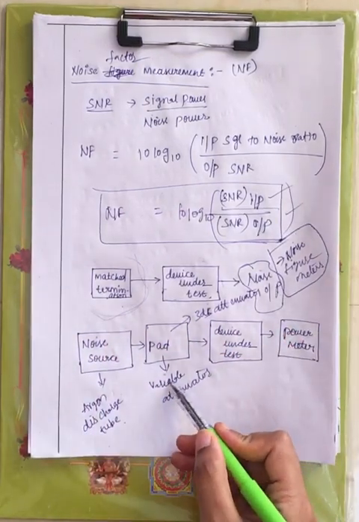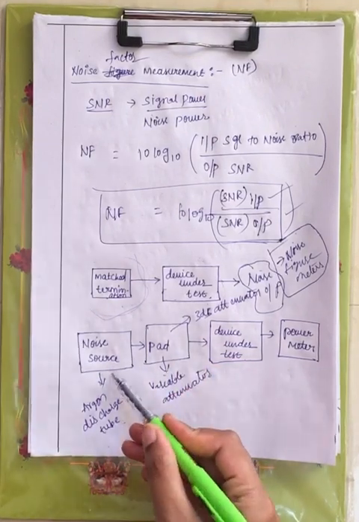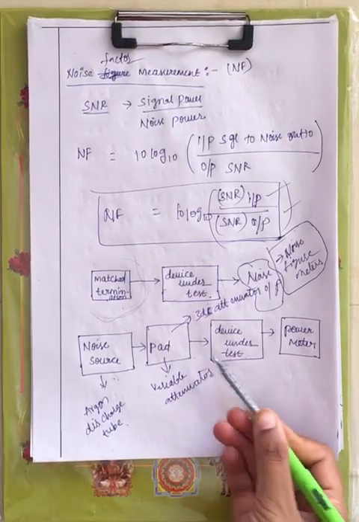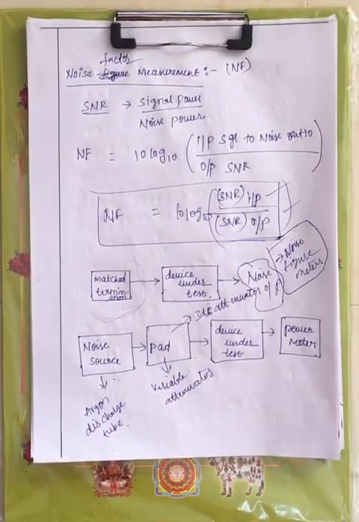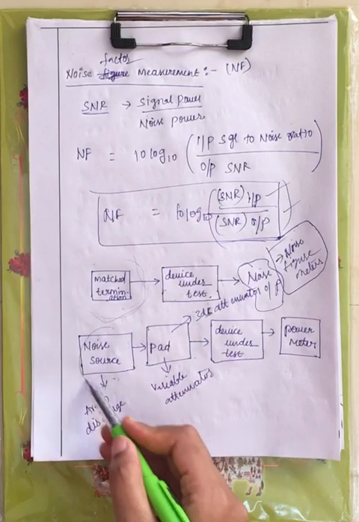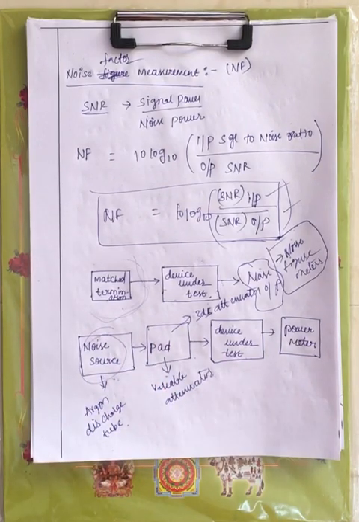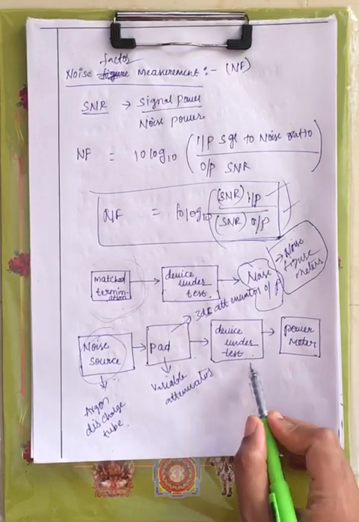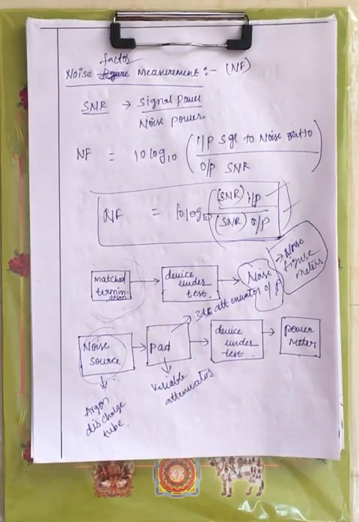Now coming to setup 2, what happens here is we are giving some input: noise source, followed by the variable attenuator, followed by the device under test, followed by the power meter, right? Now for the noise source, we will use some discharge tubes in your microwave lab in order to generate the noise signal. The pad is nothing but the variable attenuator, followed by the device for which you want to measure the noise factor, followed by the power meter, right?